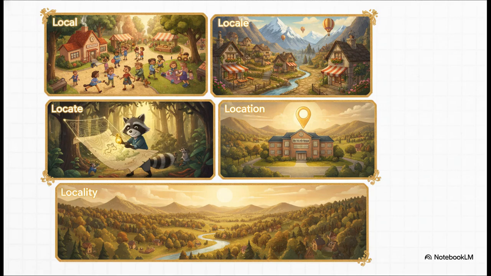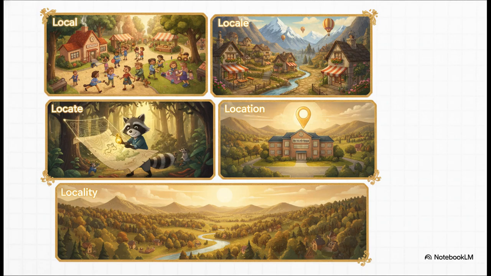Let's harvest some of those branches and break down the first 5 most important locus words every student absolutely must know. Number 1 is local, pronounced local. Picture a friendly neighborhood. It breaks down into loc plus al, giving it the literal meaning of relating to a place. In modern usage, it means nearby or belonging to a particular area.